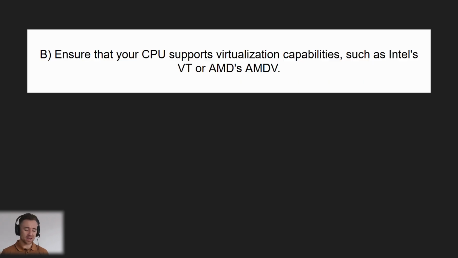Now, the answer is B. Ensure that your CPU supports virtualization capabilities such as VT or AMD's AMD-V. So again, no matter how much RAM you have, no matter how high-tech your device is, no matter how much storage you have, if your CPU doesn't have these capabilities, you're not going to be able to use virtualization technology. It's as simple as that. This is the first thing you should check, because if this isn't there, there's no point in looking at your RAM or your other system resources, right? Because you're still not going to be able to do it.